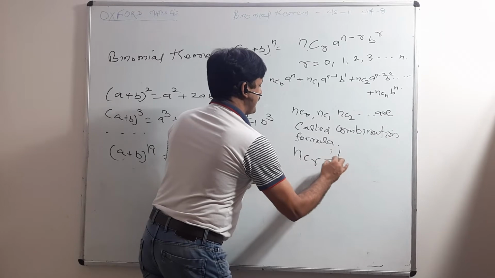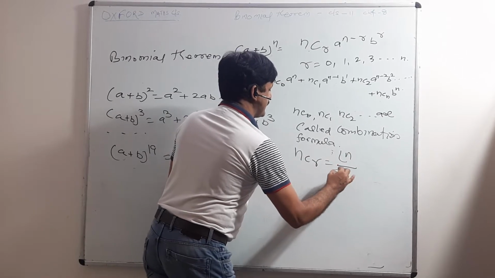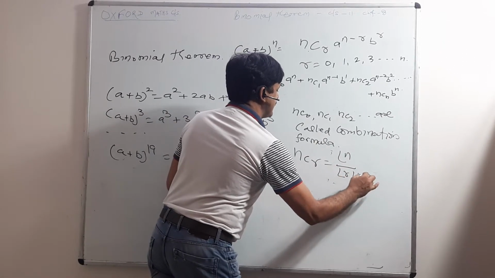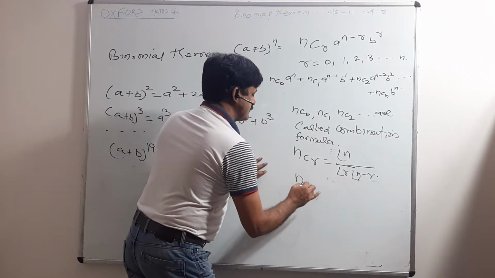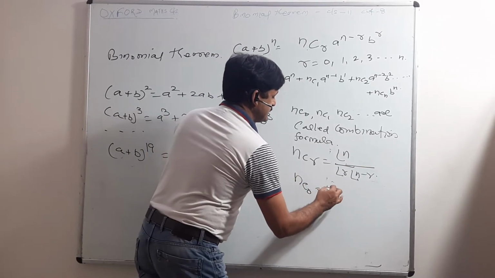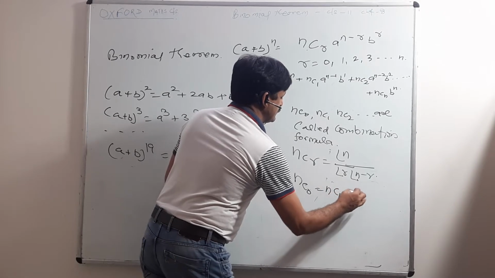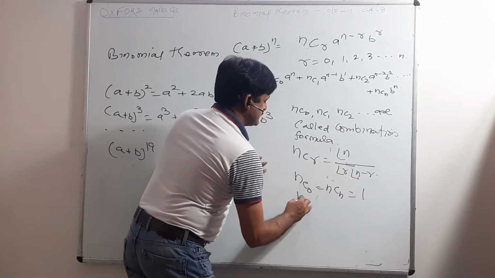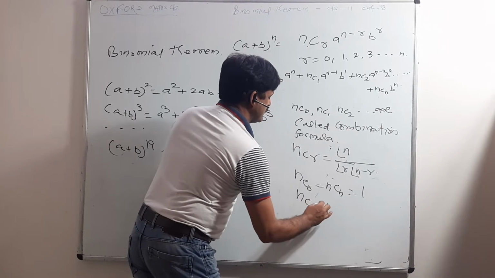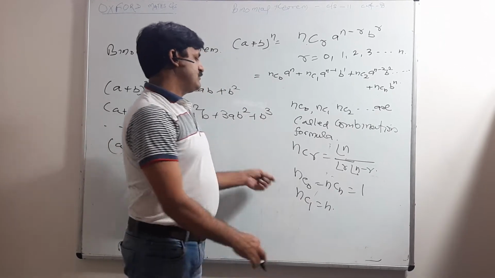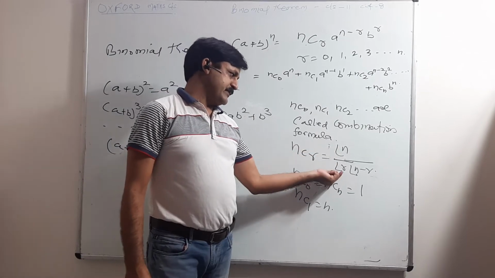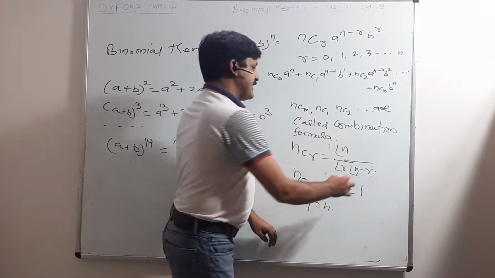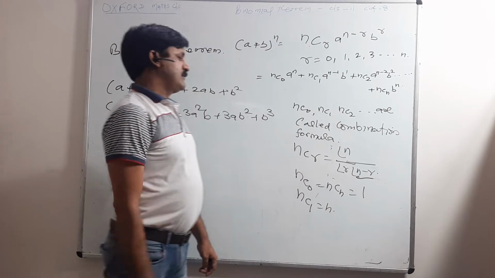nCr is equal to factorial n upon factorial r into factorial n minus r. Or in standard form, nC0 is equal to nCn is equal to 1 and nC1 is equal to n, and other values can easily be solved by nCr is equal to factorial n upon factorial r into factorial n minus r.